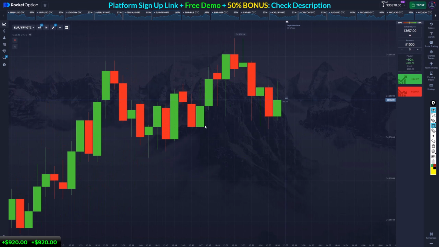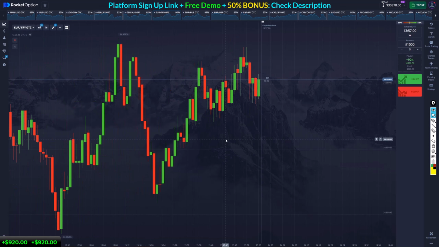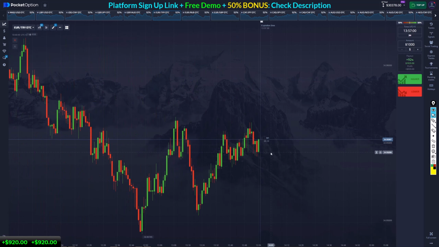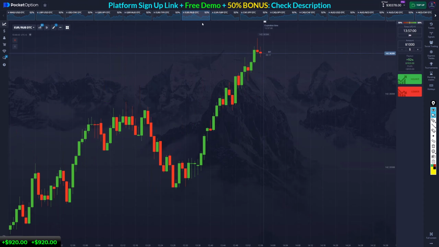All right, we have another ranging market. Look at this. The common point would be here for the entry. All right, I will just keep moving.